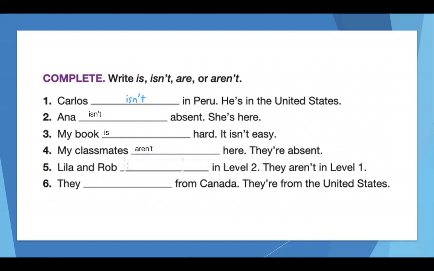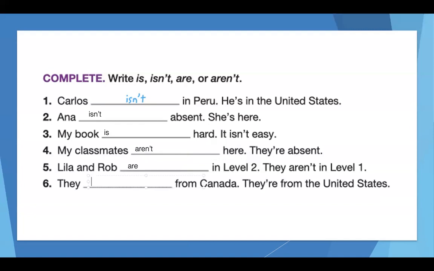All right, Lila and Rob is, isn't, are or aren't in level 2. They aren't in level 1. All right, so if there are 2 levels and Lila and Rob are not in level 1, what do we know about level 2? We can say Lila and Rob are in level 2.